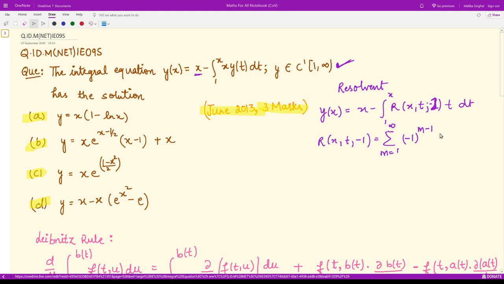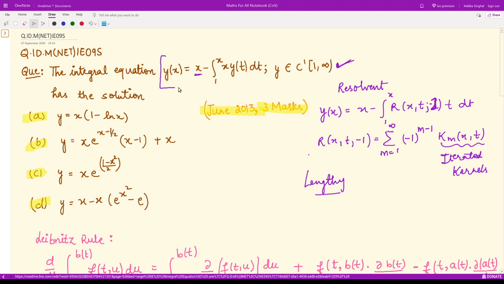iterative kernels. So the summation m varies from 1 to infinity, lambda, which is -1 in our case, raised to the power m-1, K_m(x, t), where these K_m are known as the iterative kernels. This is one approach to do that, the mth iterative kernel, but this way is lengthy. But for exam purposes, we need something else that would give us quick solutions.